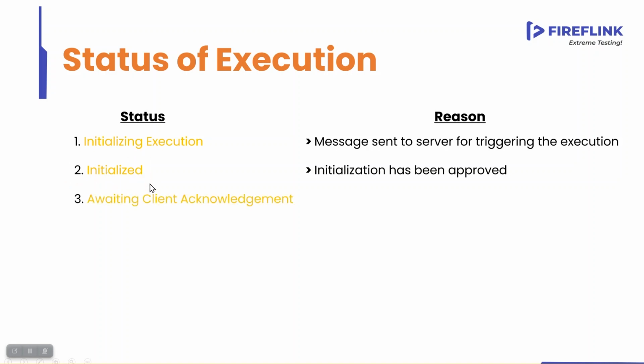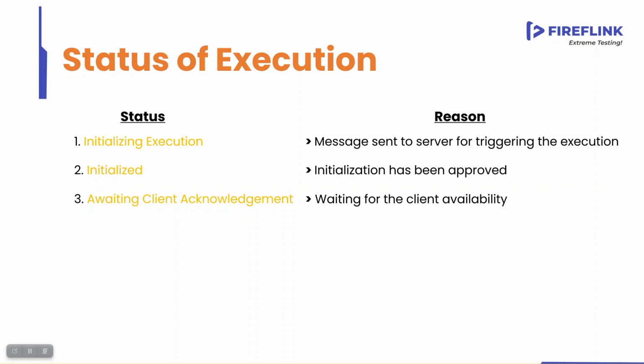Now the third status you might get is awaiting client acknowledgement. What is happening? The request has reached the FireFlink server. Can the FireFlink server directly trigger the execution on our local machine? No, right? It needs a client application, that is nothing but our FireFlink client. So that client should be available. When you get this status, awaiting client acknowledgement, it is waiting for that client to be available, which is nothing but your FireFlink client being up and running.